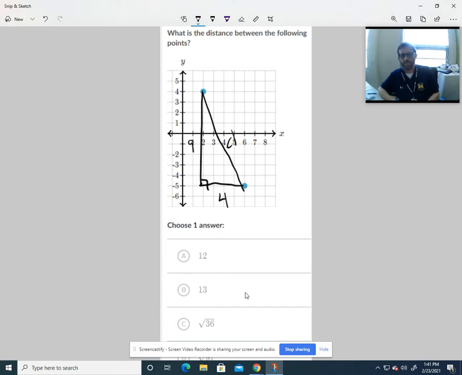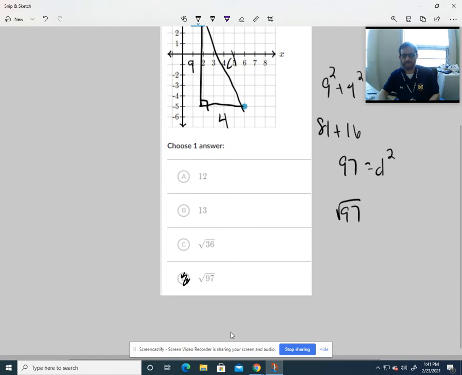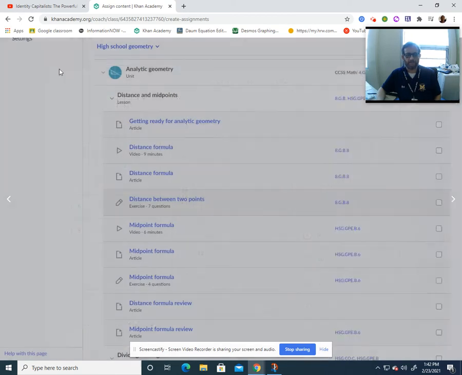So I just apply Pythagorean's theorem. A squared plus b squared equals c squared. One leg squared plus the other leg squared equals the hypotenuse squared. So 81 plus 16 gives me a total of 97, which is d squared, and I take the square root. And so if you look, the answer is clearly D. So there's one. All right. So that's the distance formula.